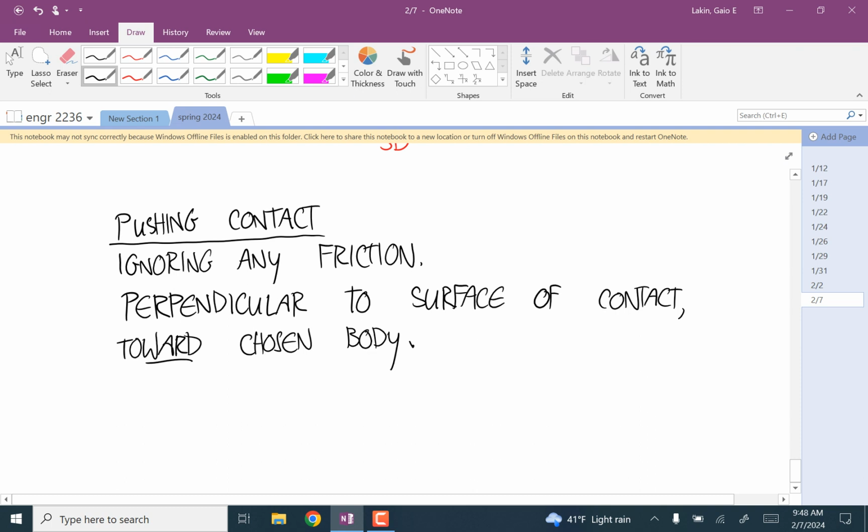A pulling force is going to be away from the body. You can make sense out of that if you just think of wearing a big puffy coat and what happens if someone pulls on you versus pushing on you. The direction the coat goes is the direction of the force. If someone pushes your coat, it mushes in towards you. That's a force toward you. If someone pulls on it, it goes away from you. That's the direction of the force.